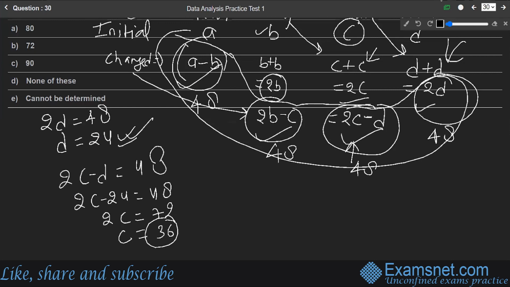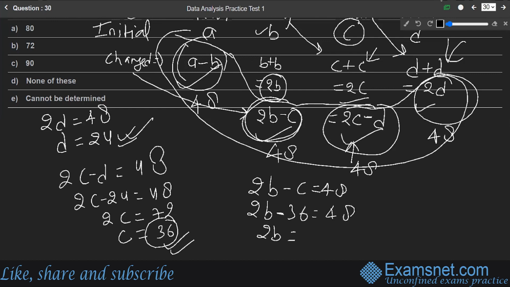Now again, 2b minus c is also 48. We already know the c value, so it is 2b minus 36 is also 48. So the 2b value will be how much? 48 plus 36 is going to be 84. So the b value comes out to be 84 by 2, that is 42. So we have got the b value as 42.